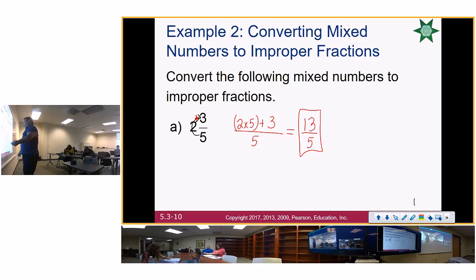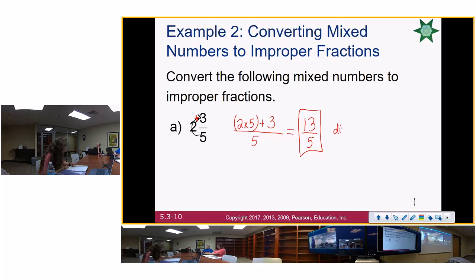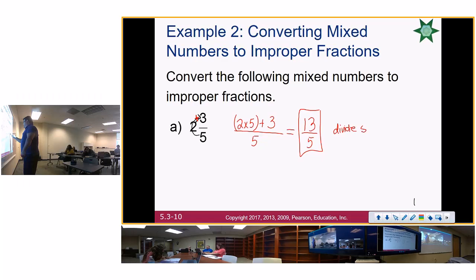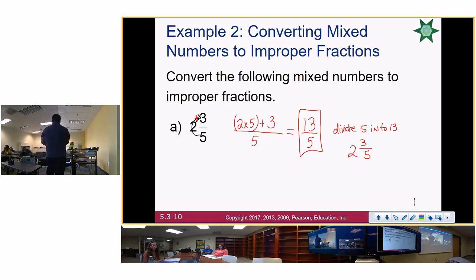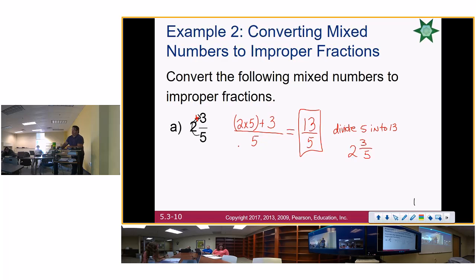How do you change it back into a mixed number? You divide. Five into 13. 5 will go into 13 2 times. And then 2 times 5 is what? 10. What's 10 from 13? 3. And you bring down the denominator. So, again, most of you know how to do that. I don't want to go into it very much because all of you should know how to do that.